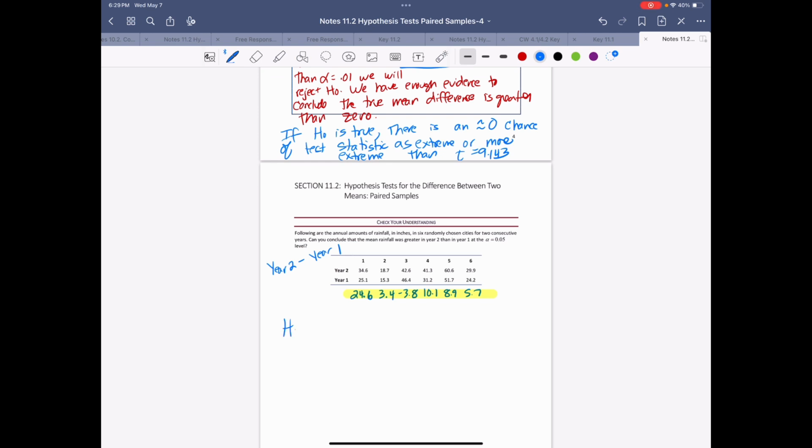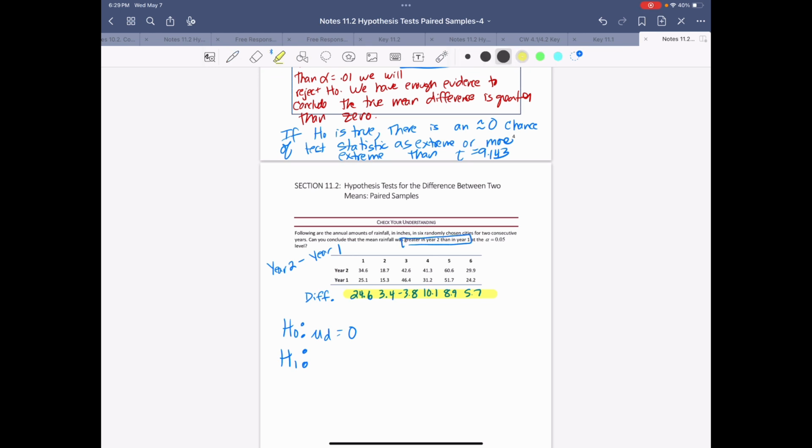When you do your H0 and your H1, you want to be careful. Most of the time, H0 is mu of D is 0. Not always, but most of the time. And you don't have to say mu of D. You could just say mu. I like that it says D because that tells us that I'm doing the differences. When you look at H1, it says, can you conclude that the mean rainfall was greater in year 2 than in year 1? That does not always mean a greater than sign.